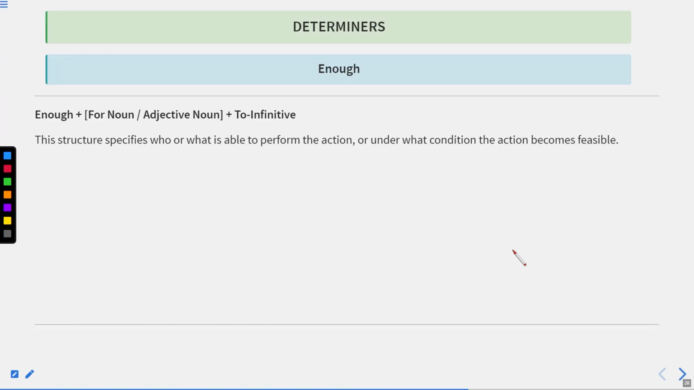Enough plus for plus noun or adjective plus noun plus to infinitive. This structure specifies who or what is able to perform the action, or under what condition the action becomes feasible. If I use enough plus for plus noun or adjective plus noun plus to infinitive, this can be used to show the purpose for which the thing has been done.